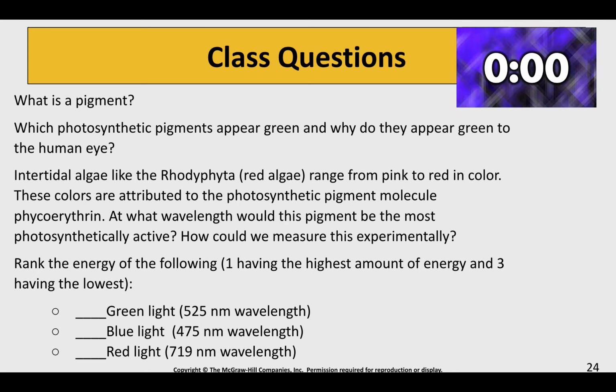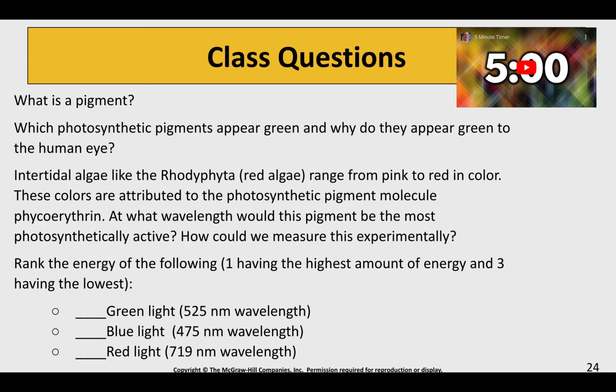All right, let's work through these questions. First of all, what is a pigment? How do we define a pigment? It's a molecule that absorbs only certain wavelengths of light. Yeah, it's a molecule, it's absorbing light, and they're very specific as to which type of wavelength they'll absorb.